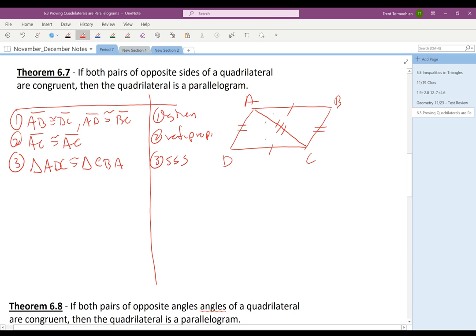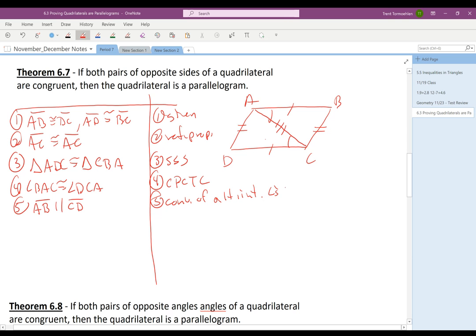We did that because now I can say that those two angles are congruent. So angle BAC is congruent to angle DCA, and that is by CPCTC, which then tells us by the converse of alternate interior angles that AB is parallel to CD, because those are alternate interior angles, right? The BAC and DCA, and so if they are congruent, then the lines are parallel. So now we've shown that a pair of sides is parallel and congruent.